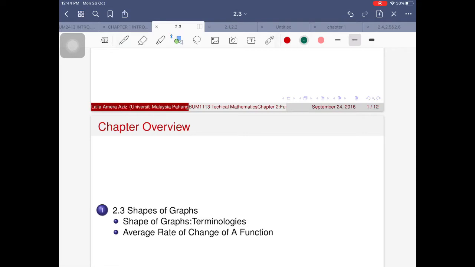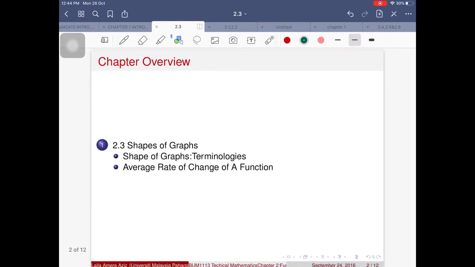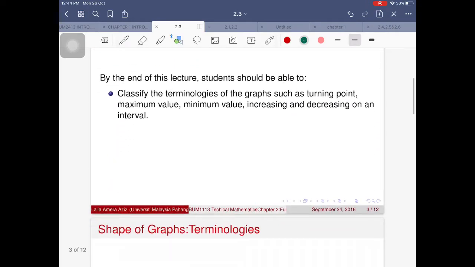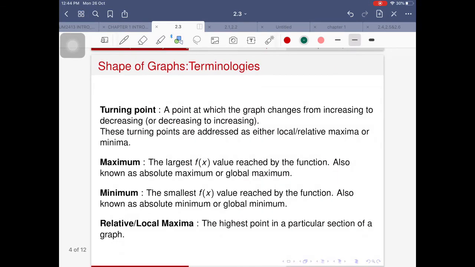Sketch the basic graphs for polynomials: quadratic, linear, cubic, and so on. Now we're going to have a look at terminologies that concern the shape of graphs, and we're going to have a look as well at the average rate of change of a function. So that will be for topic 2.3.